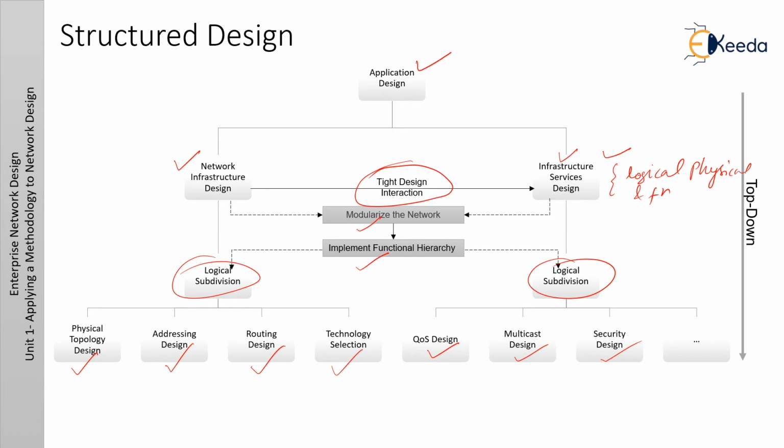The network infrastructure design is subdivided into physical topology design, addressing design, routing design, already seen, and technology selection. The infrastructure service design is subdivided into quality of service design, multicast design, security design, and so many other parameters. All design phases use a top-down approach. Top-down approach: the whole application is divided as per specialization into different parts and different modules.